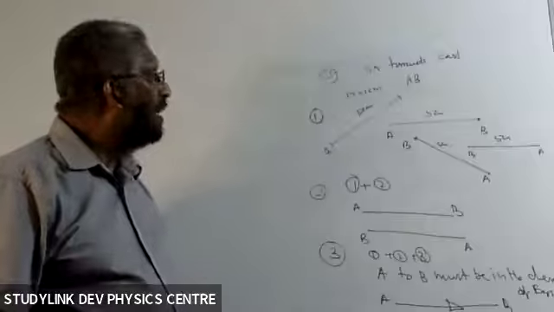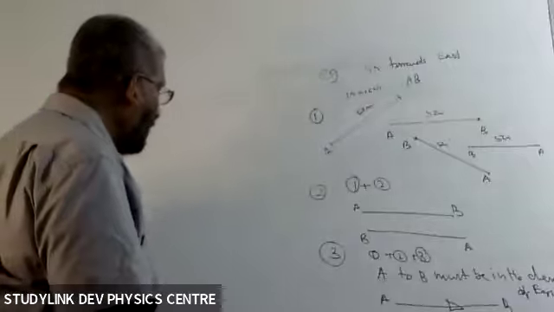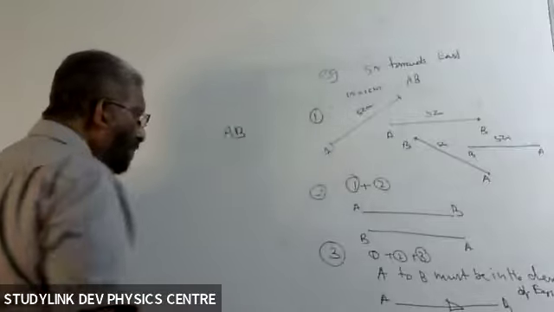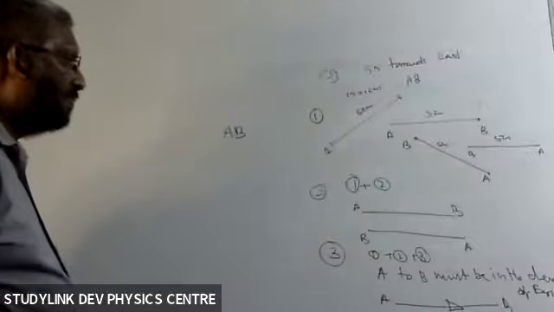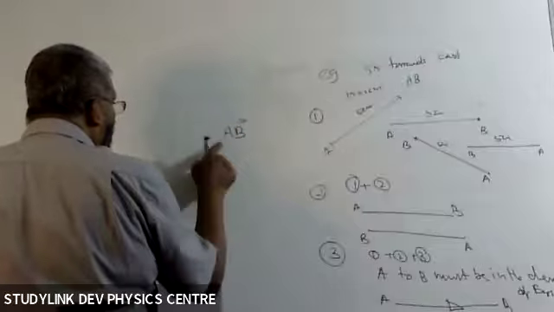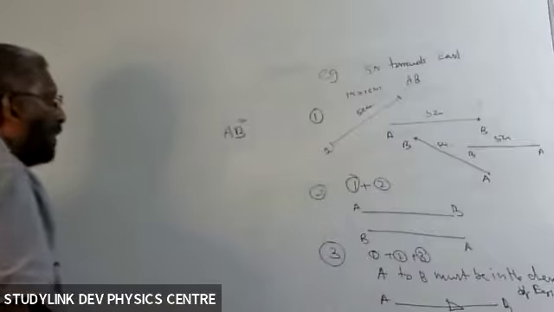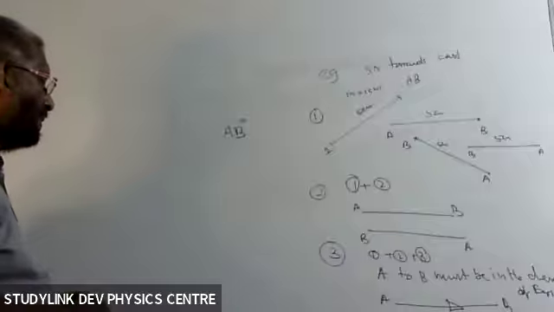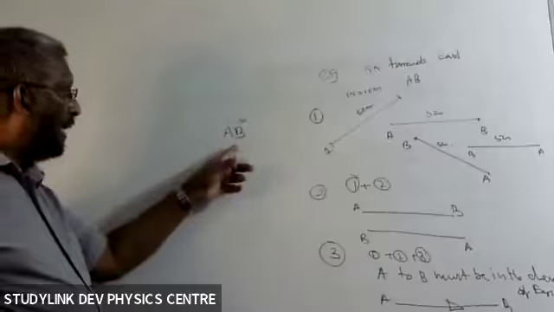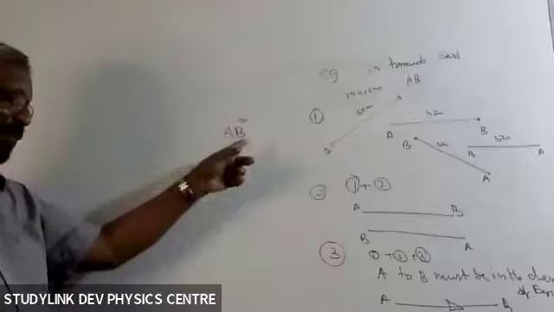Before that you write: when a vector is represented by straight line AB, it is denoted as AB and draw an arrow above the two letters from A to B, as shown in the book or on the paper.